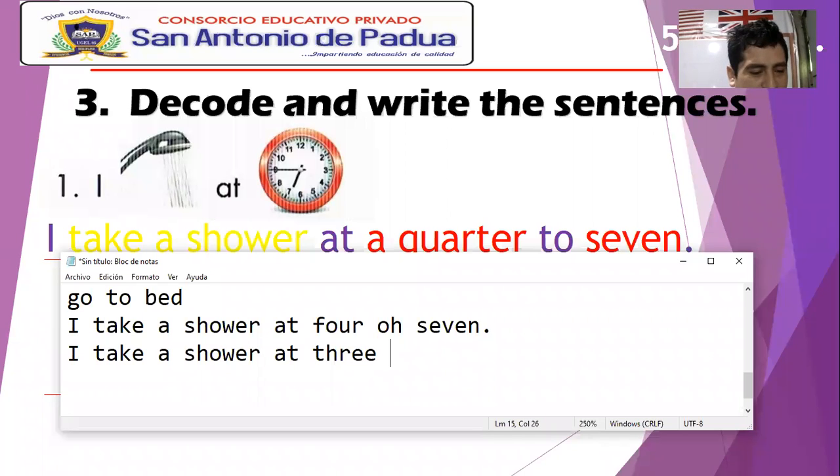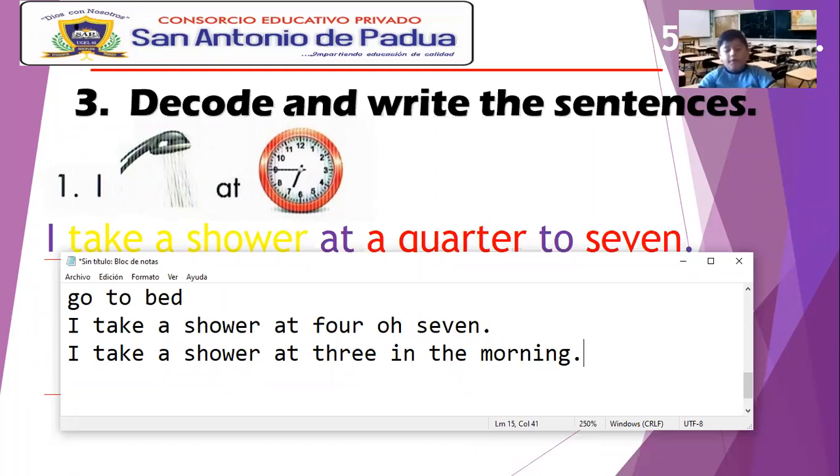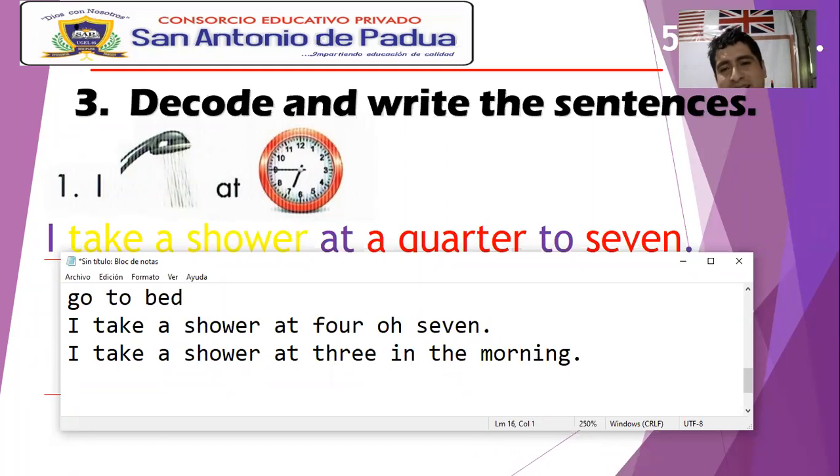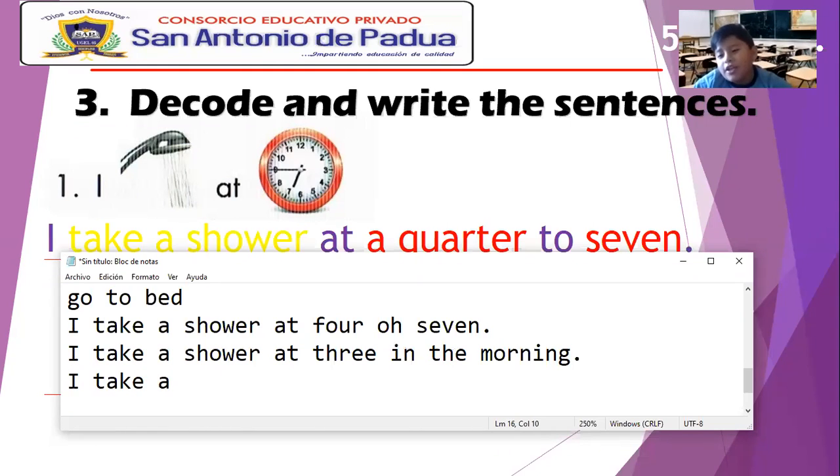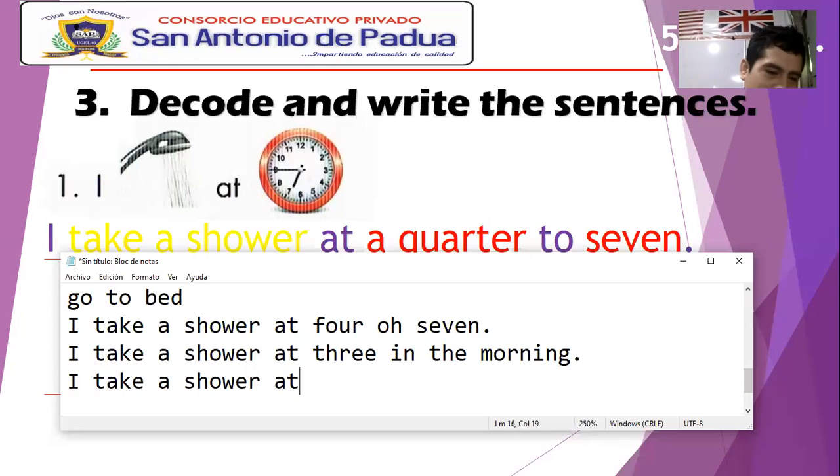Okay, I take a shower at 3 in the morning. Yeah, 3 in the morning. My gosh. 3 de la mañana. Oh, really? Are you sure? Se bañan a esa hora. My gosh, that's incredible. Good. Come on, what else? Yo duermo a las 12 de la noche y me levanto a las 3 de la mañana. Oh, my gosh. It's amazing.